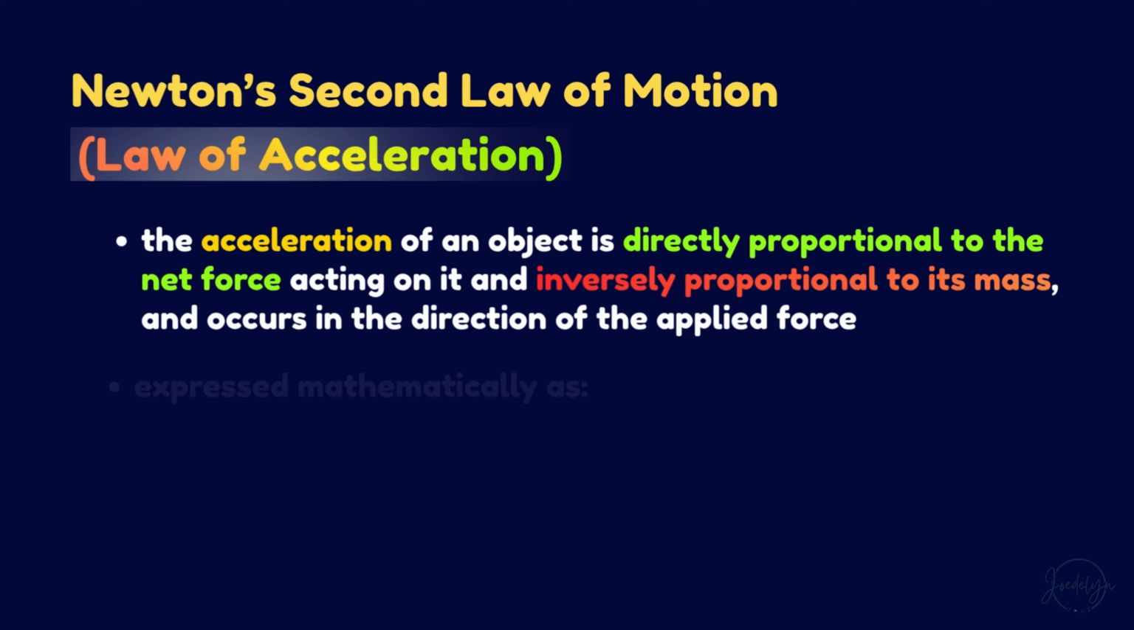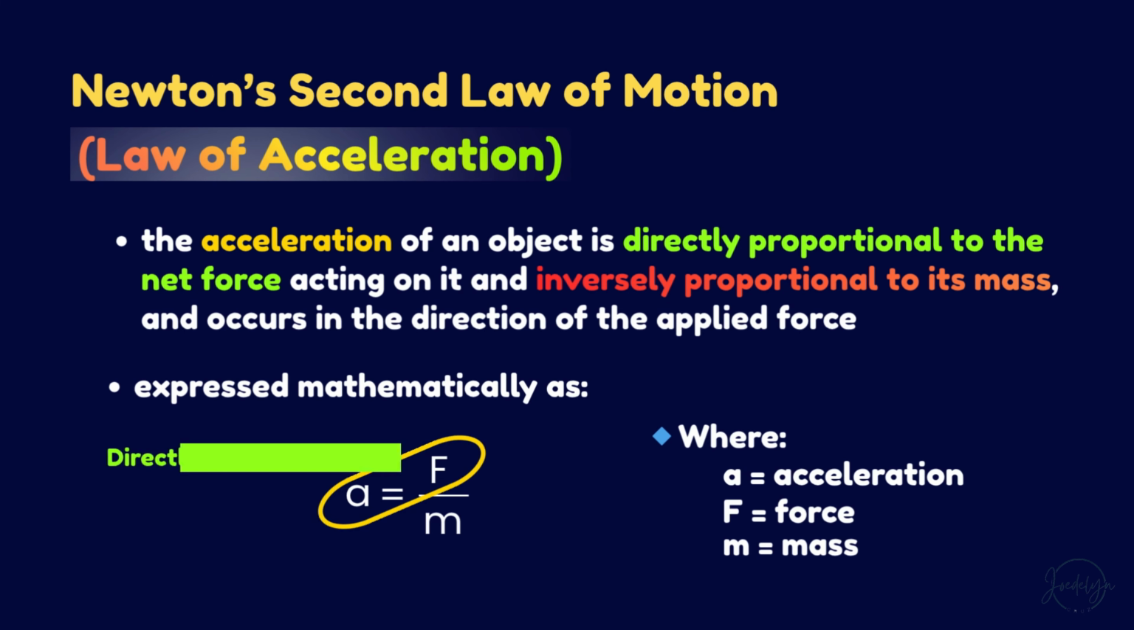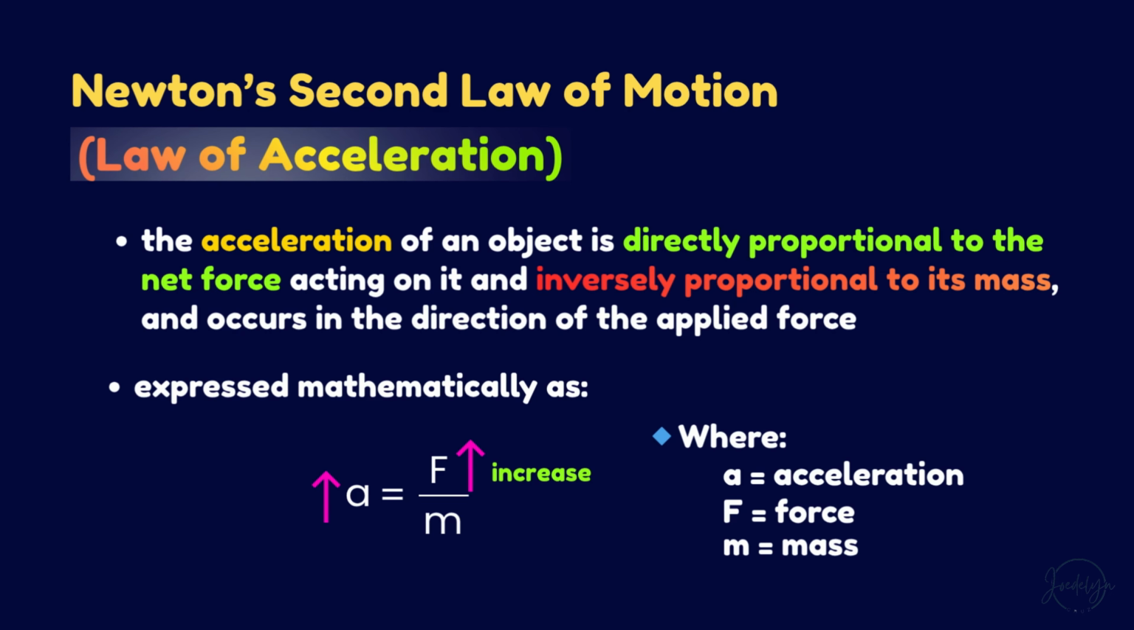This relationship is expressed mathematically as acceleration is equal to force divided by mass, where A is the acceleration, F is the net force, and M is the mass. This formula shows that acceleration is directly proportional to the net force. Directly proportional means that when the force increases, the acceleration also increases.